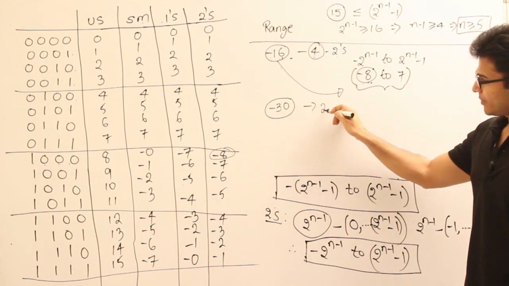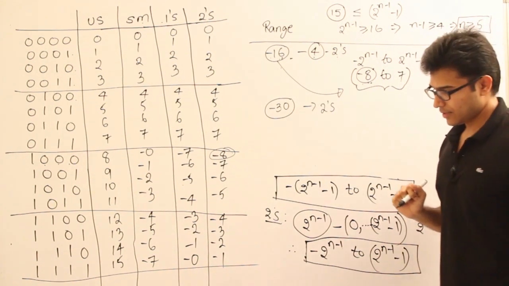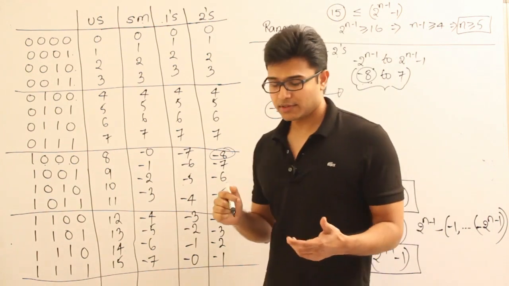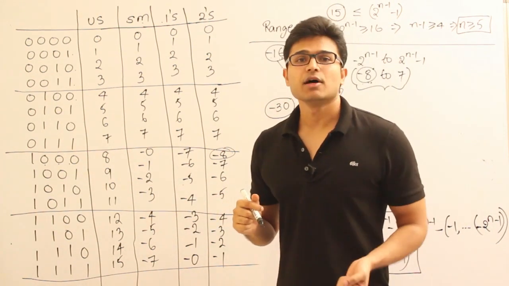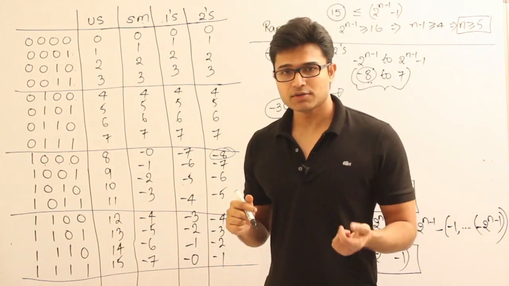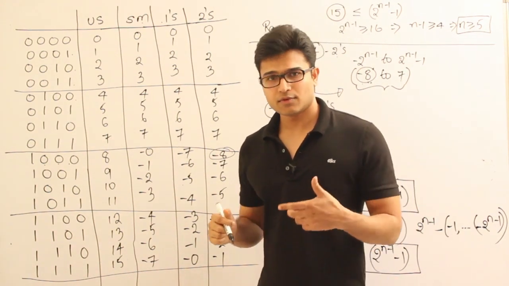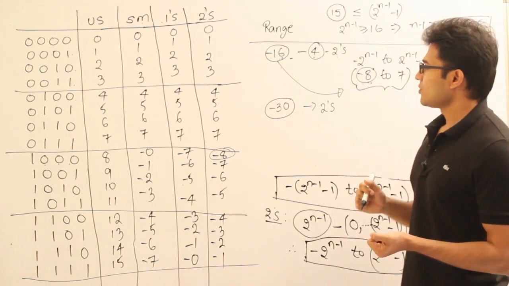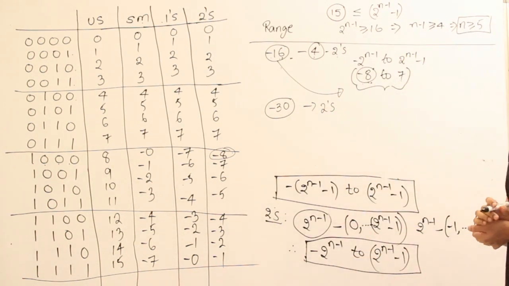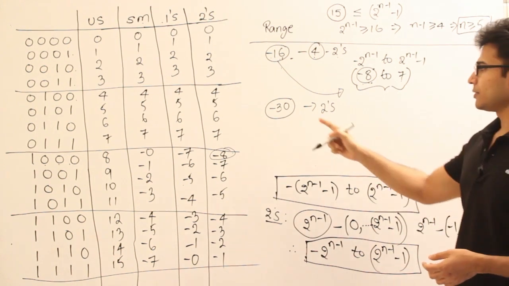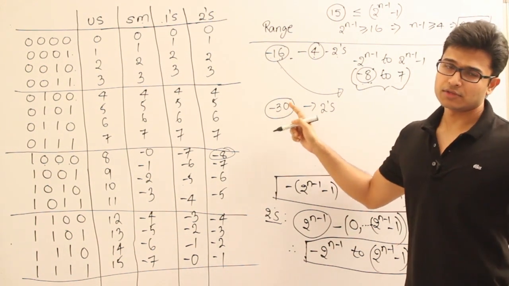Now why am I talking only about 2's complement? It is the widely used number representation in computers, and most of the questions that will be asked in GATE or any other exam will be on 2's complement only. Now -30: what you should know is it is a negative number. Negative number means you should go on to the negative side.